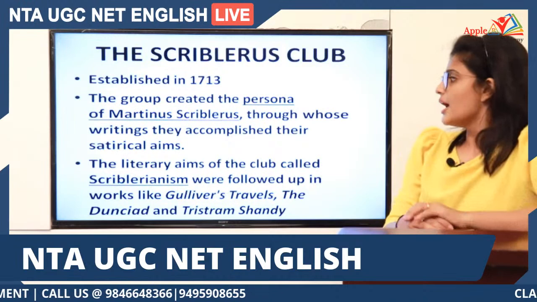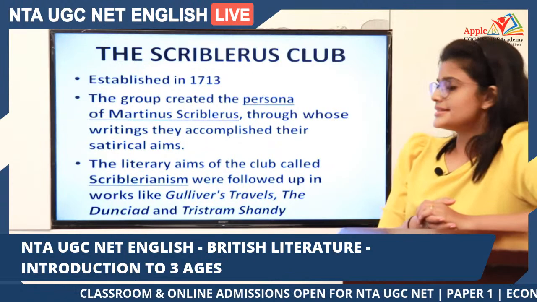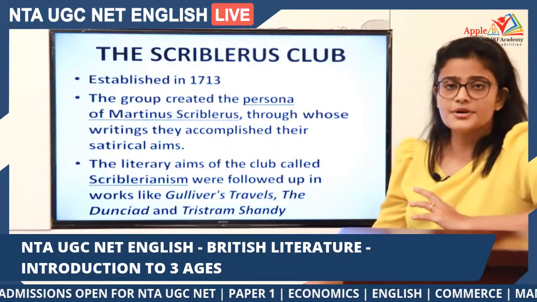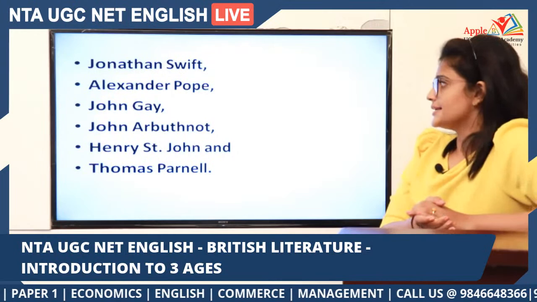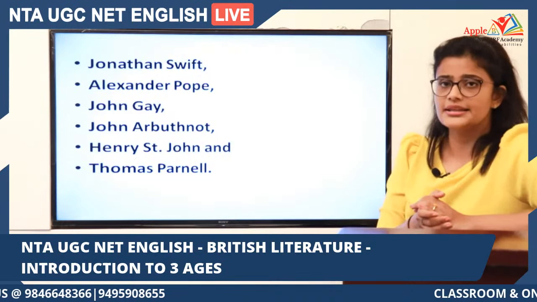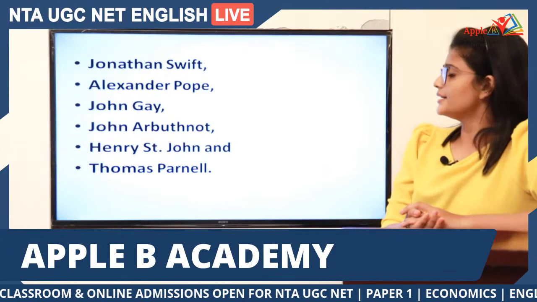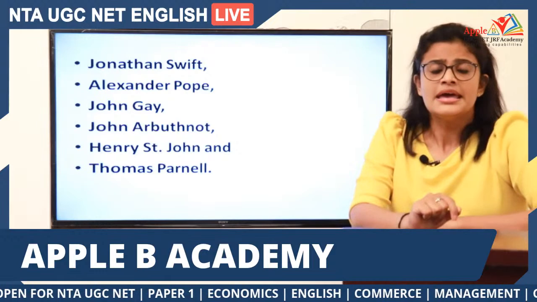The literary aims of the club, called Scriblerianism, were followed up in works like Gulliver's Travels, The Dunciad, and Tristram Shandy. The members of the Scriblerus Club are also very important: Jonathan Swift, Alexander Pope, John Gay, John Arbuthnot, Henry St. John, and Thomas Parnell. I have given detailed information about Swift, Pope, Gay, and Arbuthnot in the online session, so you have to go through it for more reference. These are some of the important writers who belong to the Scriblerus Club.